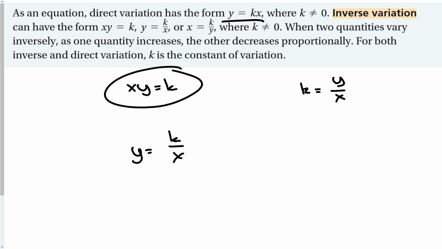My formula, y is equal to k over x, shows that as y goes up, x can't go up because you're dividing by x. So x has to go down in order to make these two sides equal, right? In order for these two to always multiply together to be k, if x gets bigger, y has to get smaller. And k means the constant of variation again.